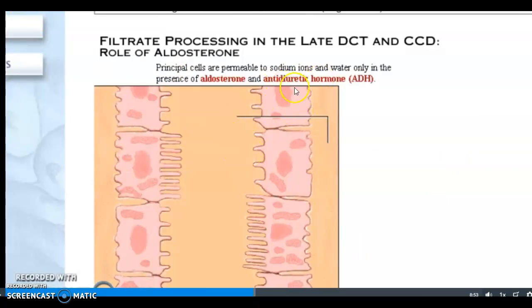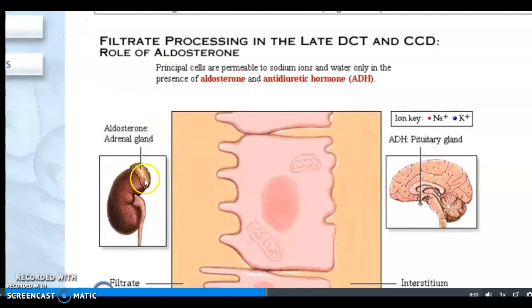Now what I have here are the cells in the late distal convoluted tubule and the cortical collecting duct. So here are my two hormones we were just talking about: antidiuretic hormone, which has to do with water channels, and aldosterone, which has to do with our sodium-potassium pumps. Again, the aldosterone is going to come from the adrenal gland, and the antidiuretic hormone is going to come from the posterior pituitary, but it was actually made in the hypothalamus.